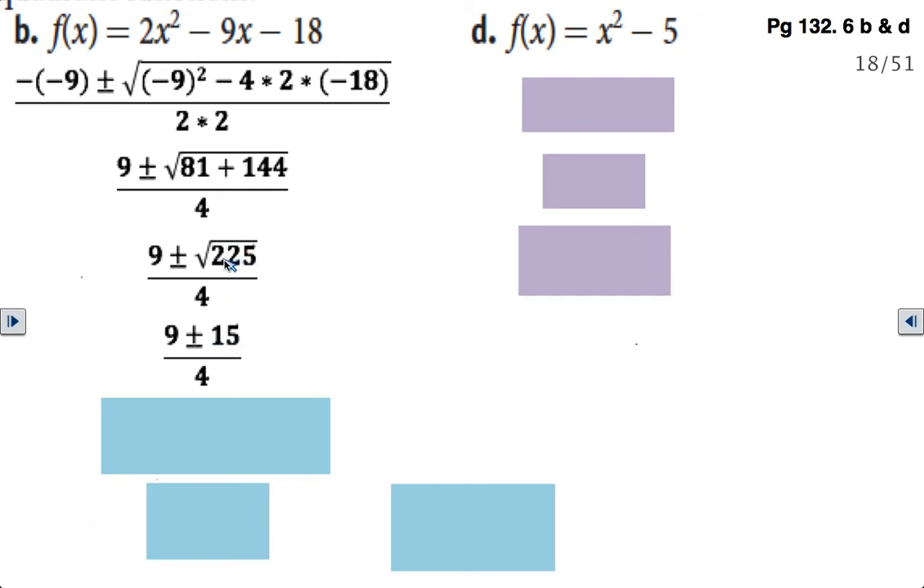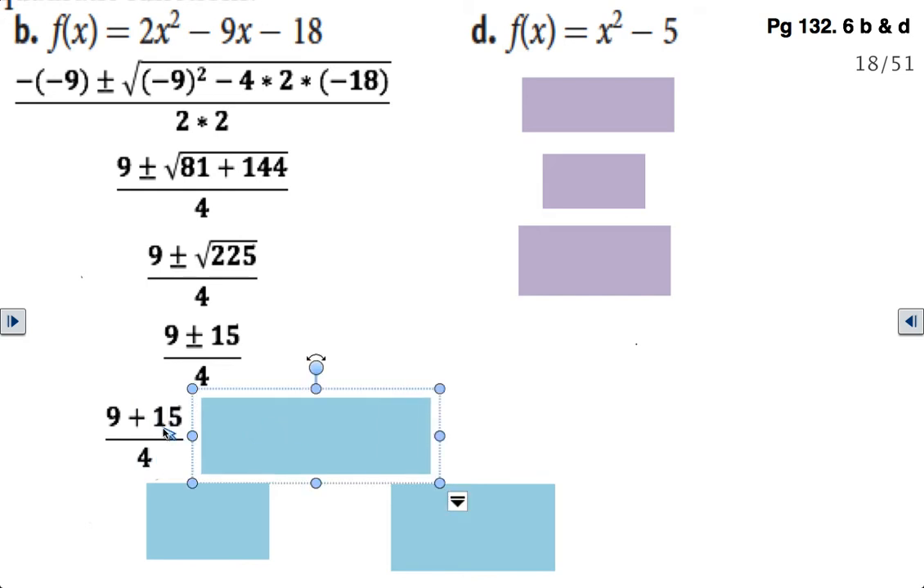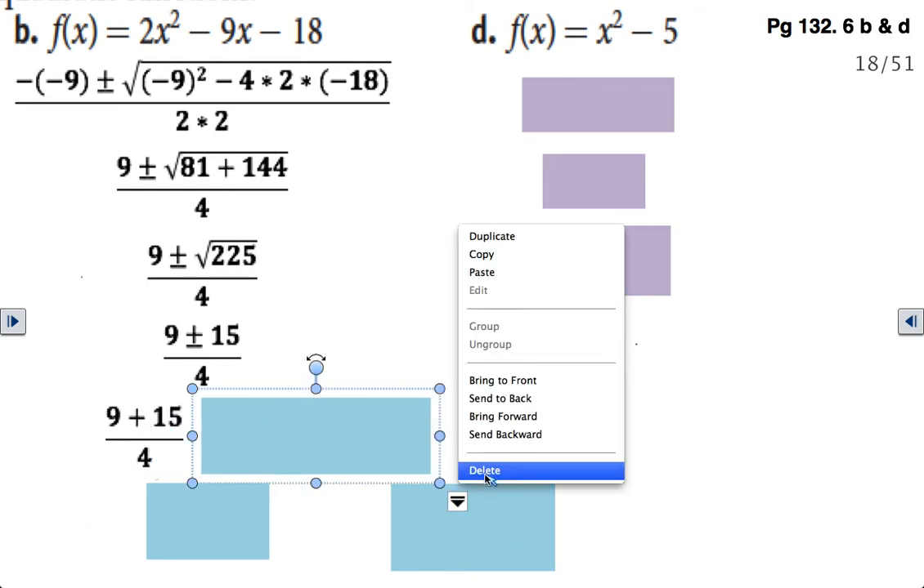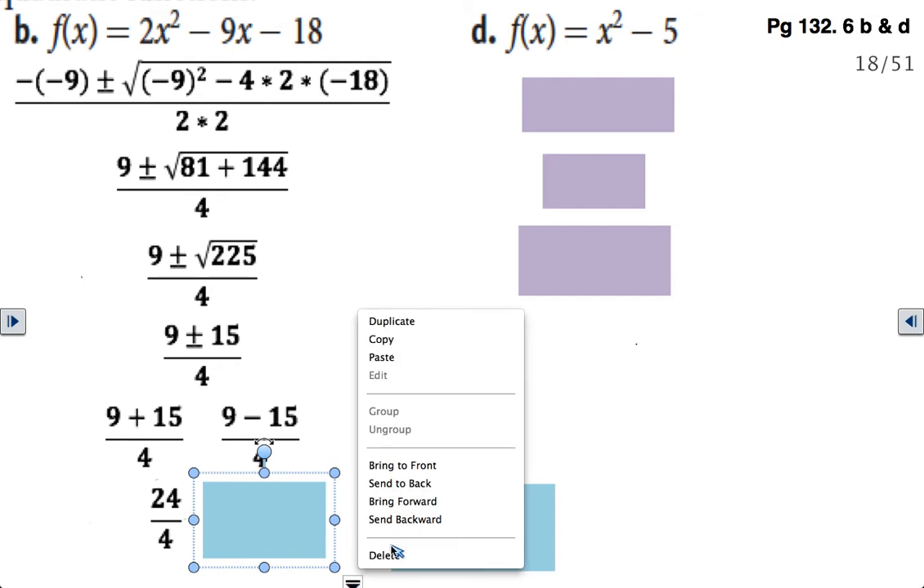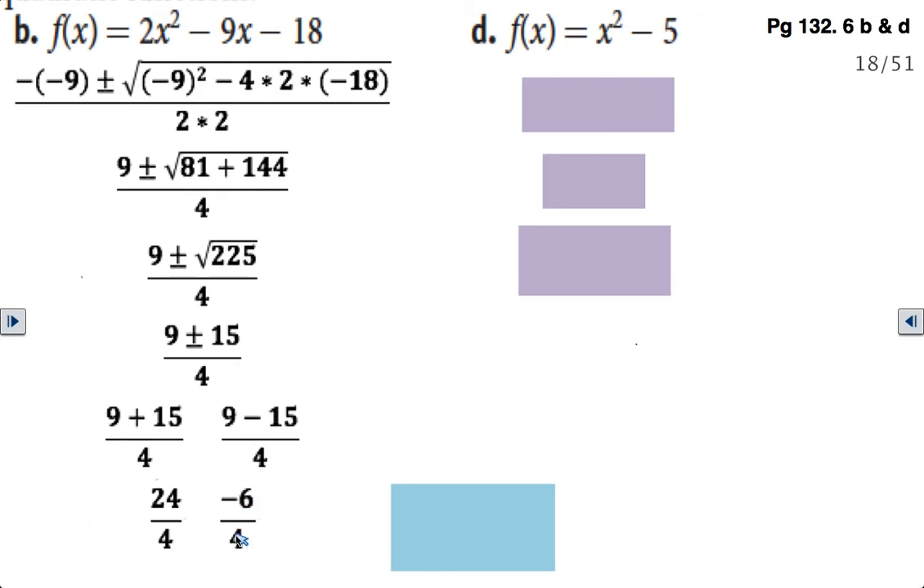Now, if you have a square root and it's not giving you a nice whole number, then go ahead and leave it in the square root symbol. In this case, we do get 15. So now we have 9 plus or minus 15 and then divided by 4. At this point, go ahead and split up your fractions into 2 different equations. One of them will have a plus sign and one of them will have a minus sign. And then simplify from there. So 9 plus 15 gives you 24 divided by 4, and then 9 minus 15 gives you negative 6 divided by 4.